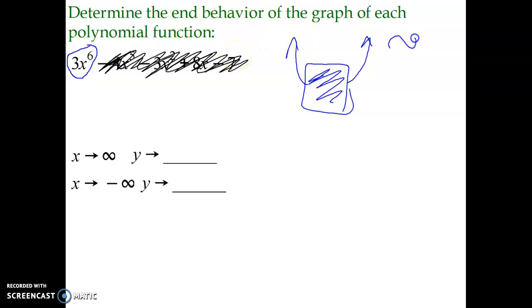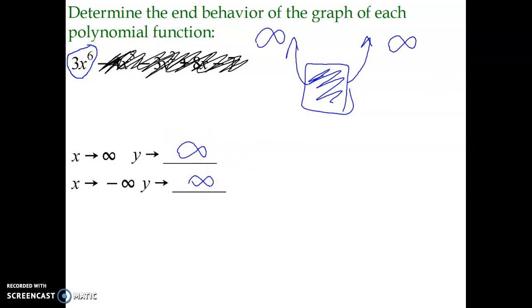Well, I can see that this one is going up and this one is going up as well. So as x approaches positive infinity, as x goes to the right, y is going up. It's going toward positive infinity as well. As x goes to the left, as x approaches negative infinity, y is going up, y is going towards positive infinity. So you guys can see positive even, I've got positive infinity on both of them.